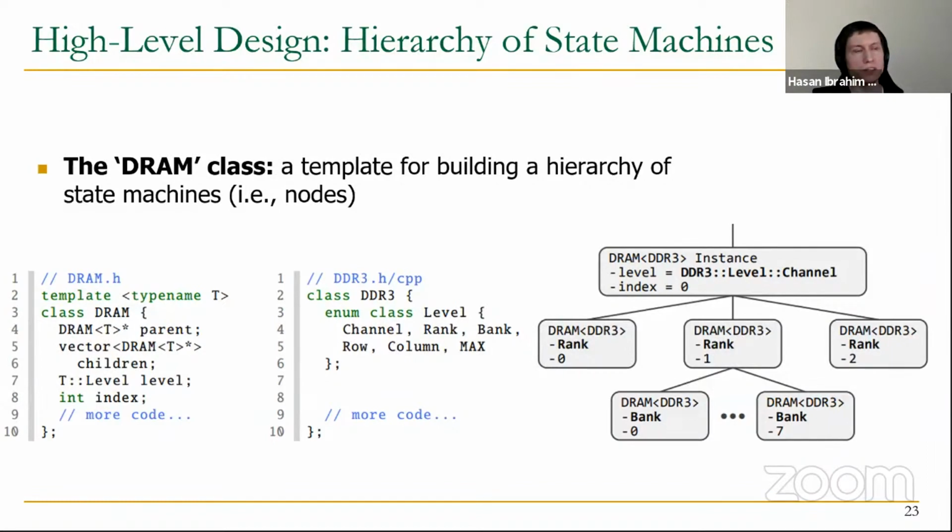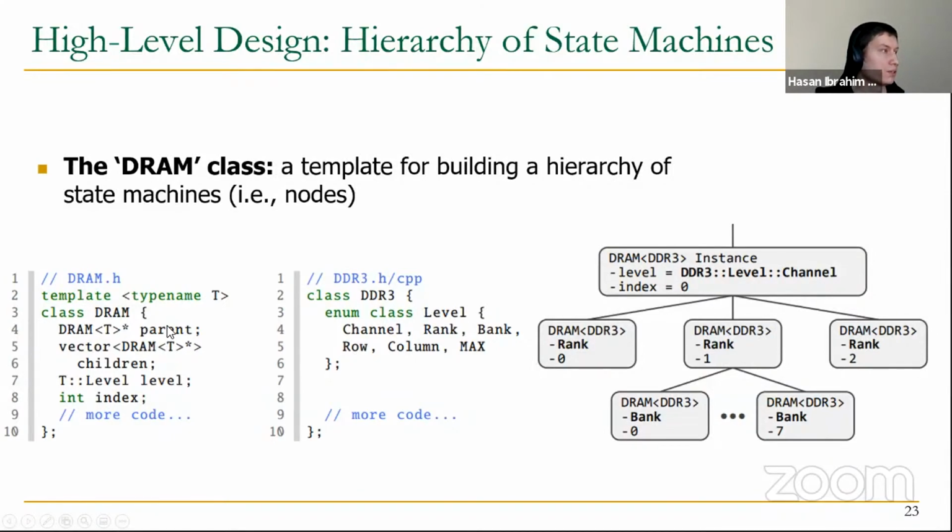We will cover the DRAM hierarchy in more detail in the second meeting, where we will discuss works that use Ramulator. But basically, this was, I hope, sufficient to explain why we designed the DRAM class in this way, as a template for building these different levels of the hierarchy as state machines. And this is what the source code looks like on the left-hand side.